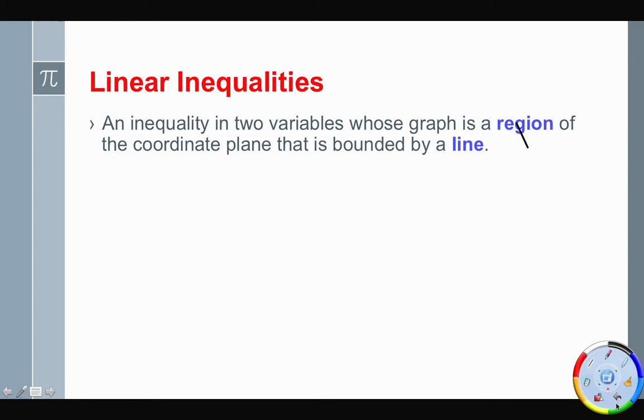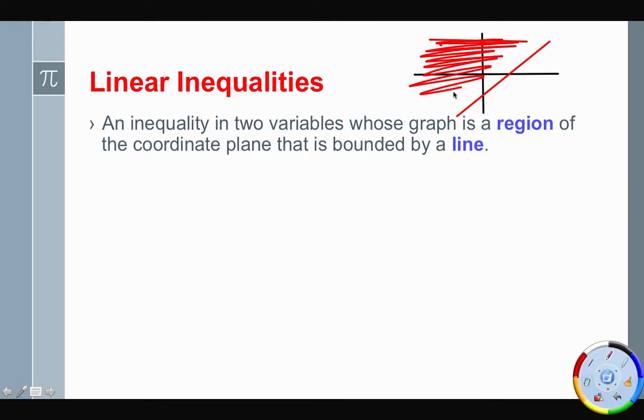Oops. That is going to look like something like this. We have this, which is our axes. This is our coordinate plane. We're then going to have some form of a line, and on one side of that line is going to be a shaded region. So let's go with the red here. This section right here. And everything on this side of the line would make the inequality true.